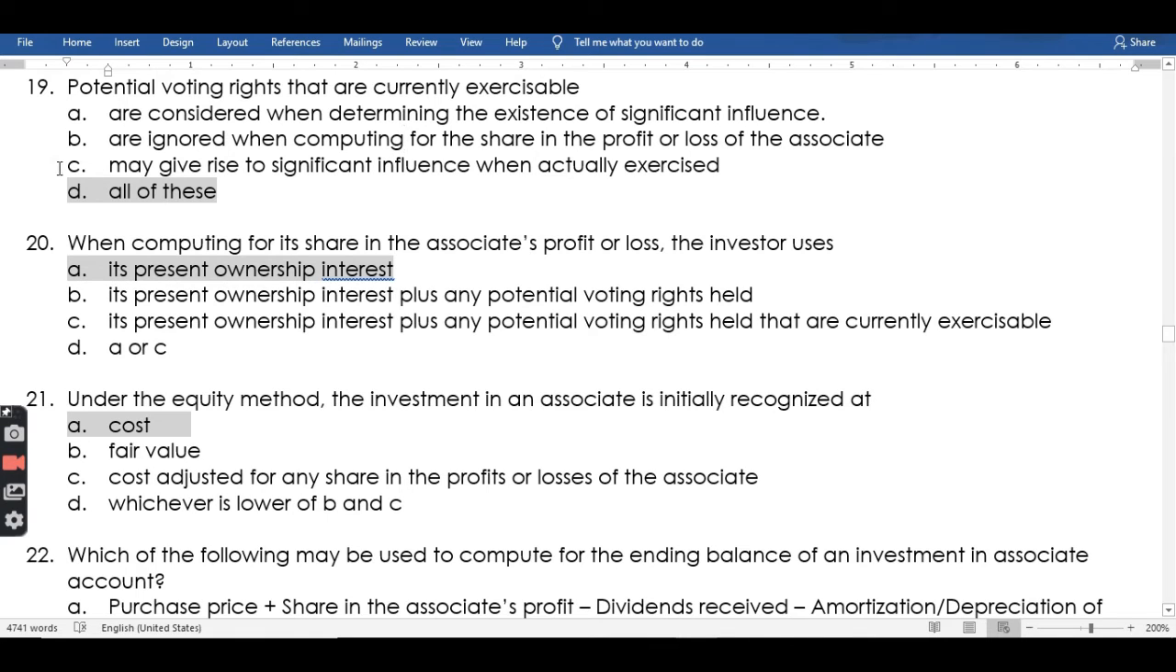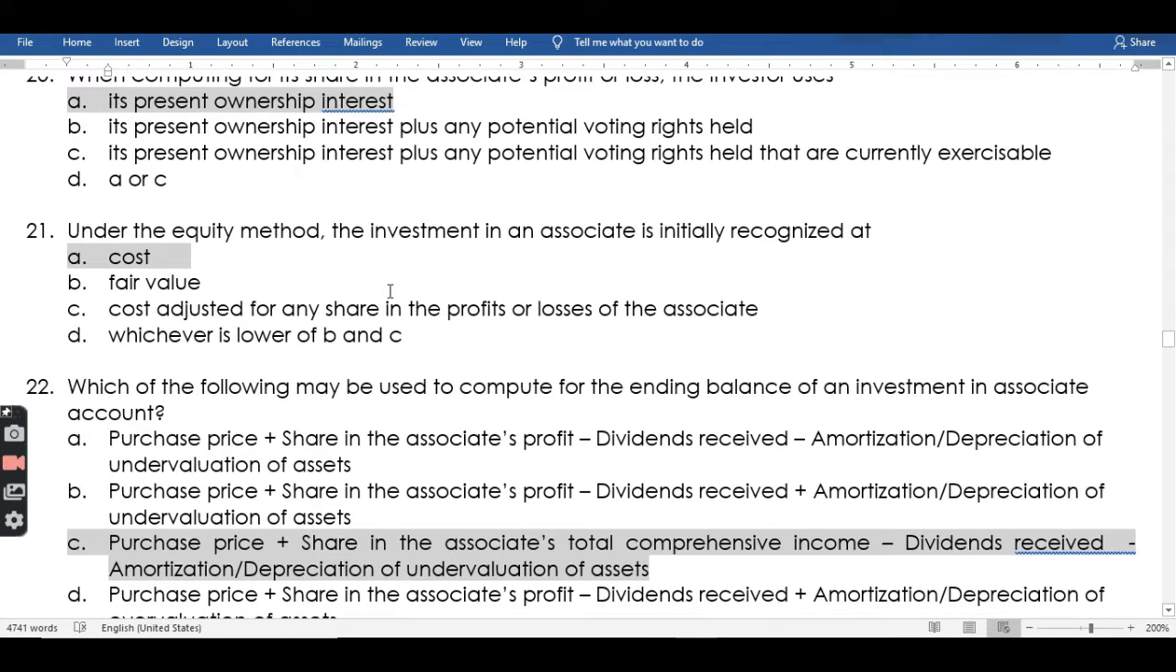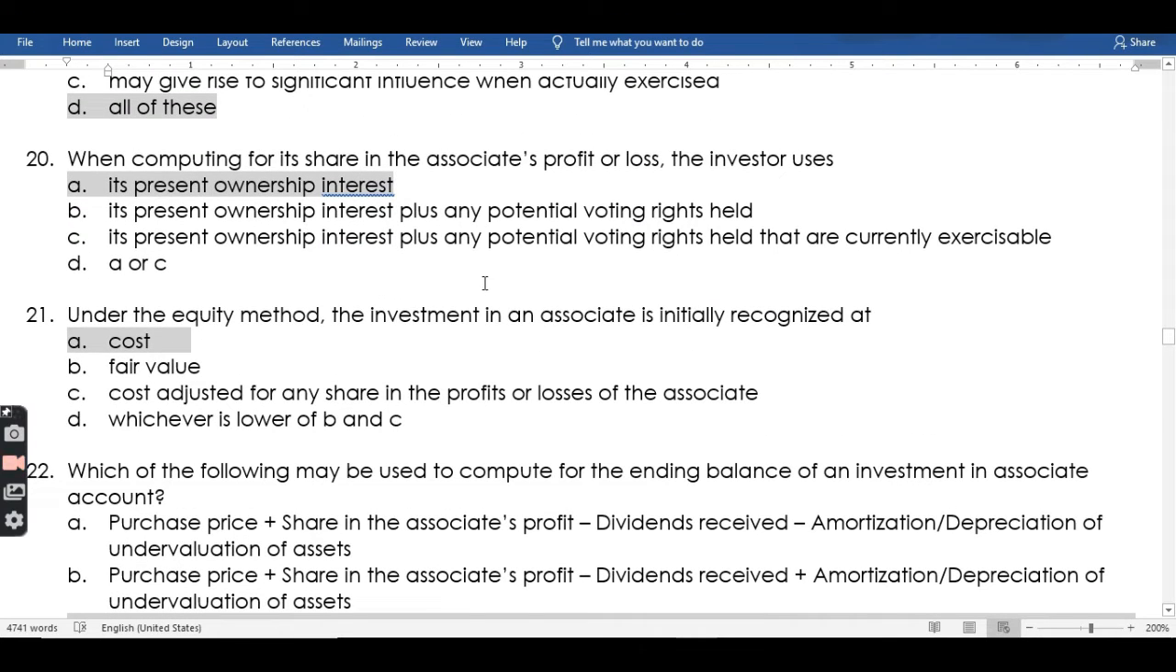Okay? Tapos letter C, may give rise to significant influence when actually exercised. Yes din yun. So letter D ang sagot natin. 20. When computing for each share in the associate's profit or loss, the investor uses, okay, so ano ulit? Present and potential ba? Present lang. Letter A.